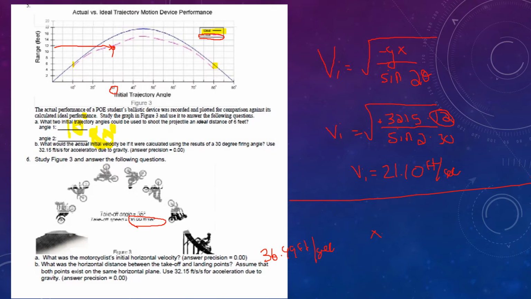X is going to be equal to my initial velocity squared multiplied by the sine of 2 theta over your negative g. Substitute and solve. My X is equal to my initial velocity of 36.99. We got that from answer A.